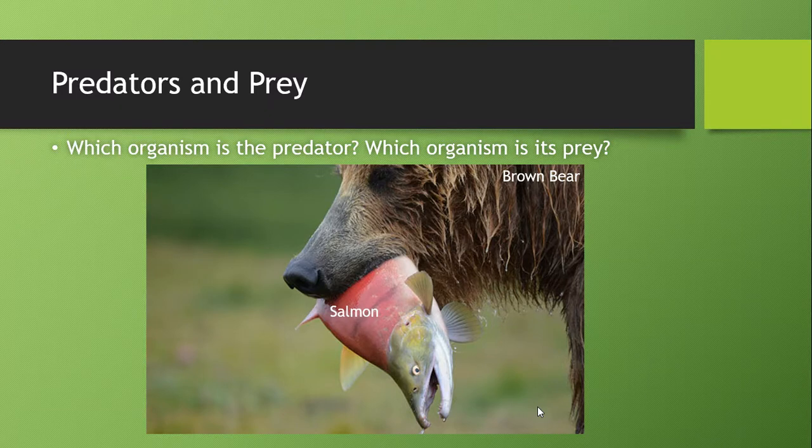Which organism is the predator? Which organism is the prey? Yes, the brown bear is the predator. He hunted that salmon in the stream and caught him. The poor salmon, he's the prey. The bear chased him down and grabbed him with his sharp teeth and claws. A nice, tasty meal.